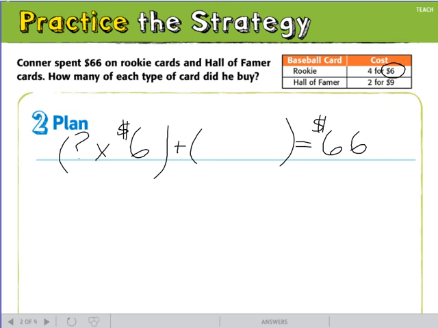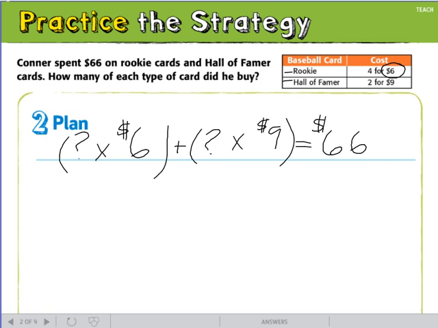What else do we know? Okay, so we know that he also bought Hall of Famers, so he bought rookies and he bought Hall of Famers, and we know that the Hall of Famers cost $9. How many did he buy? We don't know. And so we have an unknown number times 6 plus an unknown number times 9, which equals 66.